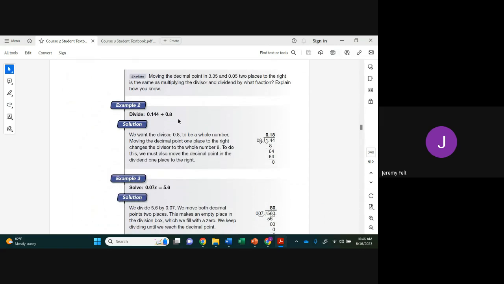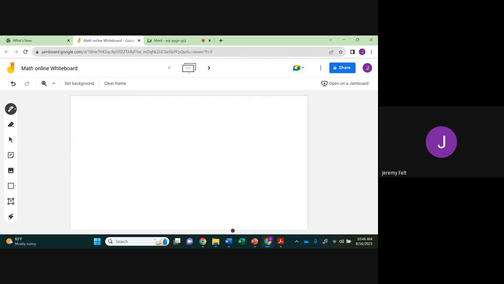And so example 2, if we have 0.144 divided by 0.8, again, we can put the zeros here. I usually don't, just out of habit, but it's the same as 0.144 divided by 0.8. Now we want to divide by a whole number. So whether I have it in my division box or as a fraction, I want to move the decimal to the right only one time in this example. So I'm going to have to do the same thing right there.